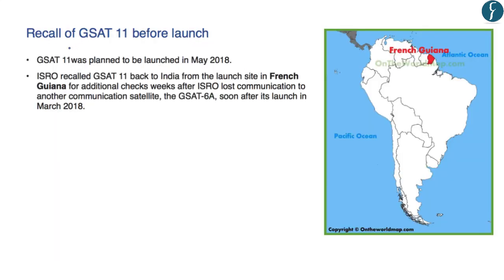Now, this article is in news because the GSAT-11 satellite was planned to be launched in May 2018. ISRO recalled the GSAT-11 back to India from the launch site in French Guiana. And it was because ISRO wanted additional checks before it was launched. And these checks were required because ISRO had already lost communication to another communication satellite, which is the GSAT-6A. So the ISRO has recalled the GSAT-11 for additional checks.